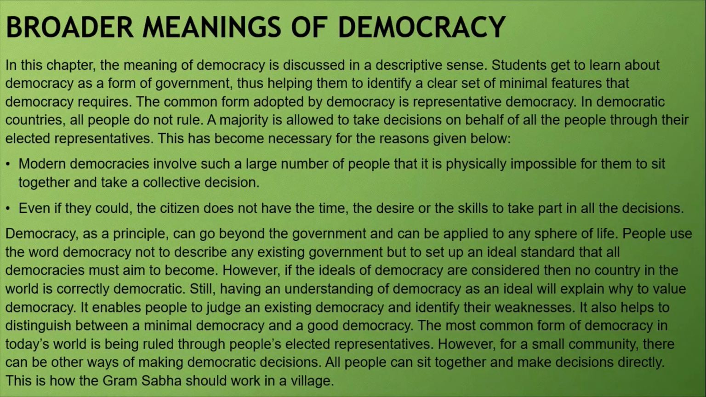Now we will know the broader meanings of democracy. In this chapter, the meaning of democracy is discussed in a descriptive sense. Students get to learn about democracy as a form of government, thus helping them to identify a clear set of minimal features that democracy requires. The common form adopted by democracy is representative democracy. In a democratic country, all people do not rule. A majority is allowed to take decisions on behalf of all the people through their elected representatives. This has become necessary for the reasons given below.